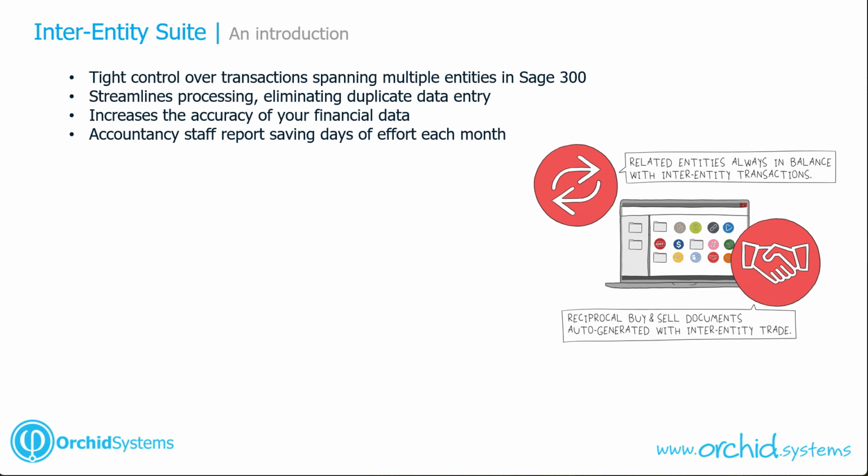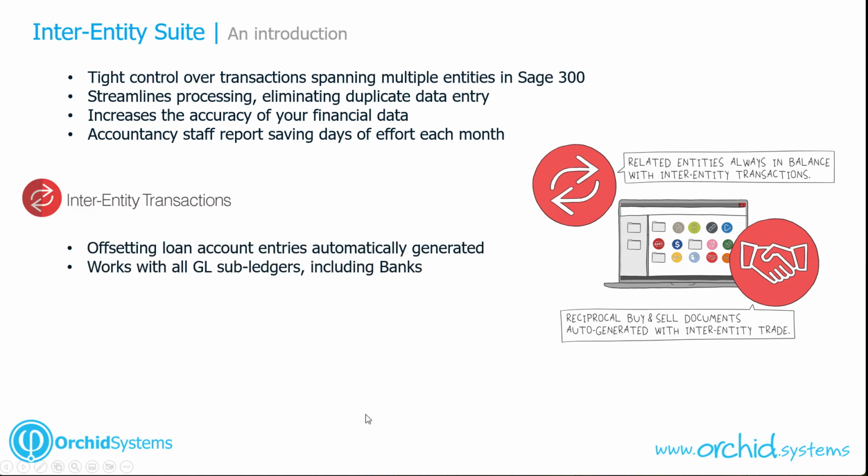The Inter-Entity Suite is designed to give you tight control over transactions spanning multiple entities in Sage 300, either within one database or multiple databases. It streamlines processing and eliminates duplicate data entry, and as a result, it increases the accuracy of your financial data. Accounting staff who have implemented Inter-Entity report saving days of effort every month. There are two main parts to inter-entity. Inter-entity transactions is designed to automatically create loan account entries between entities and works with all subledgers, including banks.